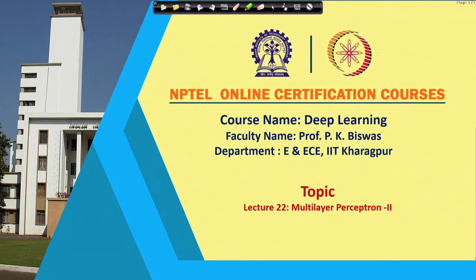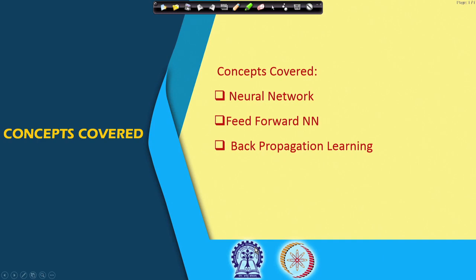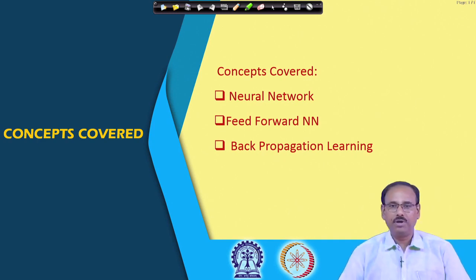In your previous class, we gave an introduction to the multilayer perceptron or feed forward neural network, and we also started our discussion on training a neural network, the algorithm known as back propagation learning. We considered the back propagation training procedure for a single layer neural network having only one neuron, that is, a function having only one output.